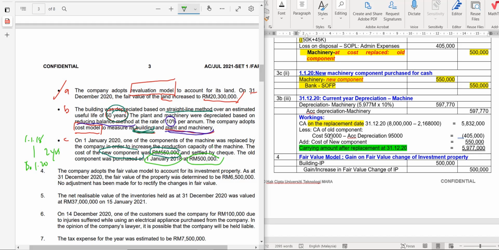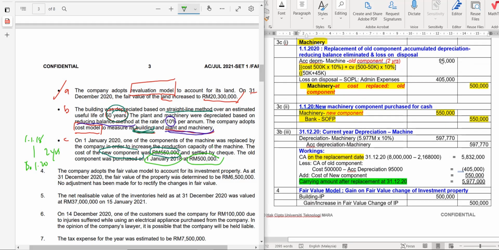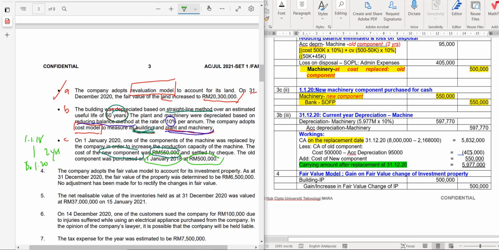Take the component 500,000 minus the accumulated depreciation. The accumulated depreciation we earlier calculated, that was 95, so you will get 405 to be the carrying amount of the old component. Then you add the cost of the new component, 550,000. We are going to include that in the calculation of depreciation. At the end of the year, 31st of December 2020, the carrying amount after replacement is 5977. Take that and multiply with the 10%, and that is for 1 year, 597770. And this is the new depreciation after the replacement of the old component with the new one.